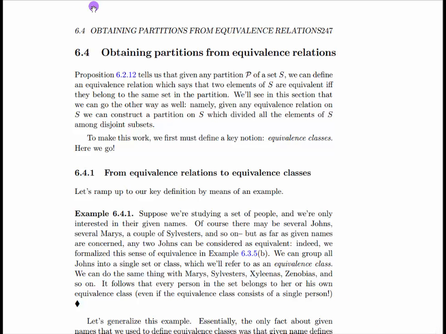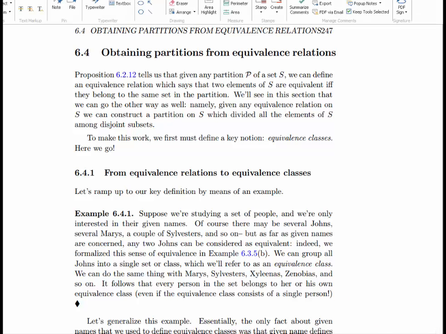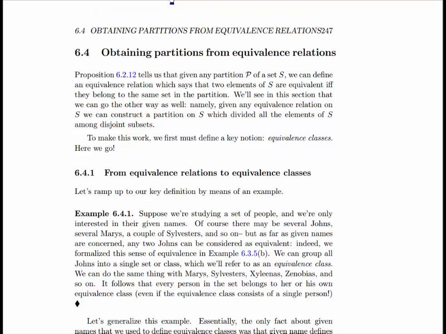All right, so where are we now? We have shown that any partition gives me an equivalence relation. We've also shown that functions give an equivalence relation, but that's kind of a side note for now. The question now is, if I have an equivalence relation, can I get a partition from it? All right. And in fact, the answer is yes.